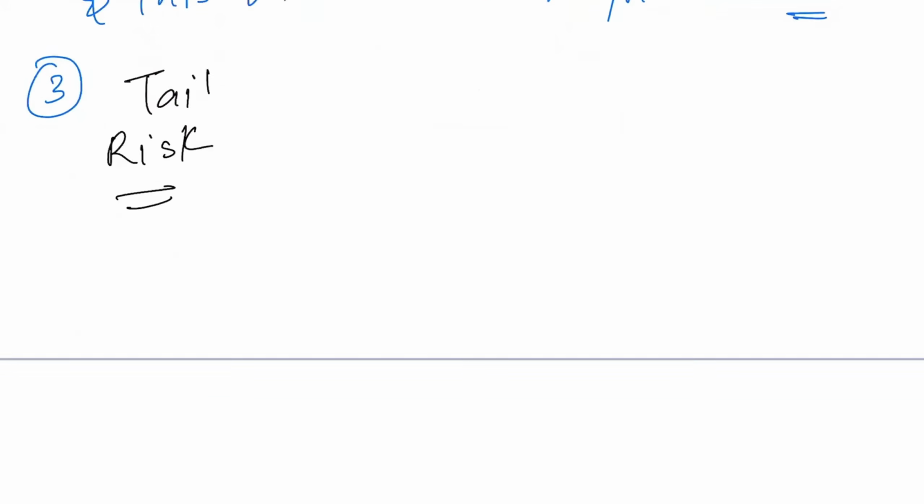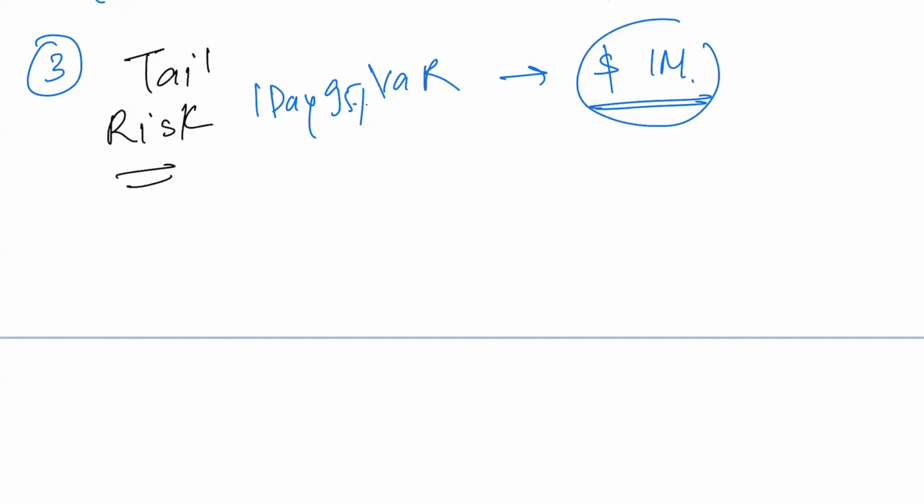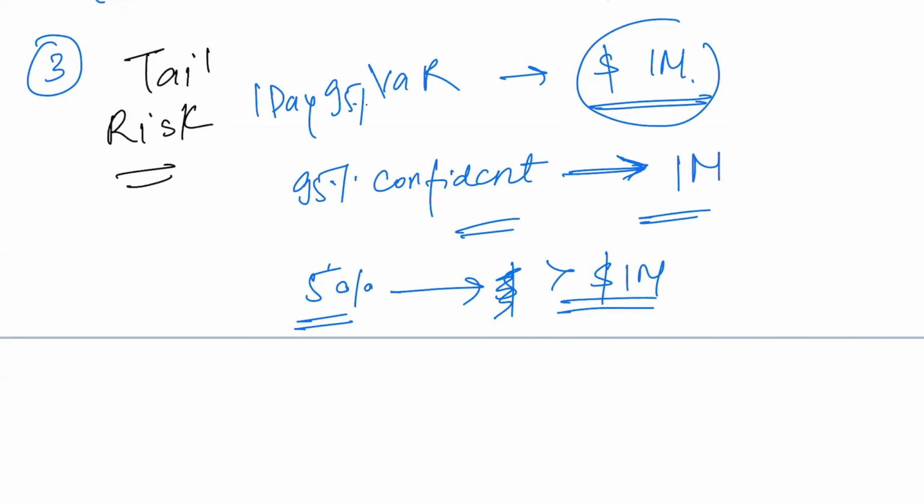Just to simplify, let's say we say one day 95% value at risk is, let's say, $1 million. What do I mean by this? I mean that I'm 95% confident that my losses will be less than $1 million. But as we know, there's still a 5% chance that my losses can be greater than $1 million. But the question is, how much greater?